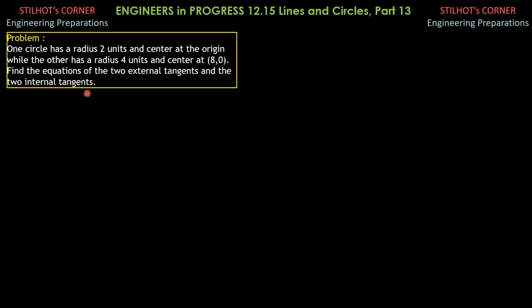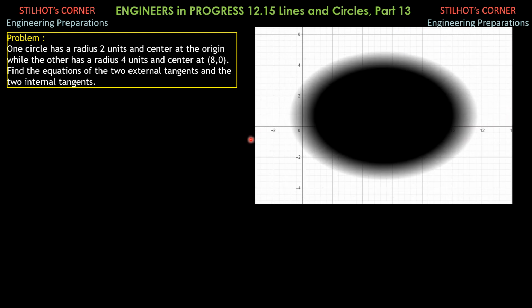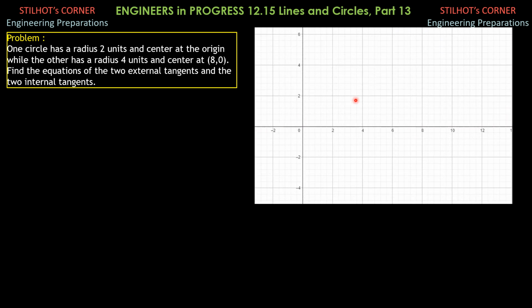So to help analyze this problem, we have to plot the two circles and draw the two external tangents and the two internal tangents, so that those who are not familiar with the definition of external and internal tangents will be informed and will know. So one circle has radius 2 and center at the origin as shown. The other is at (8, 0) with radius 4 units as shown.